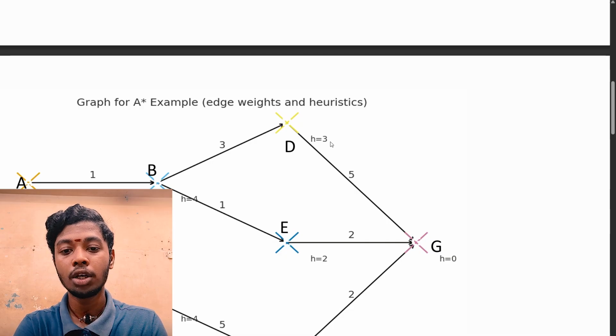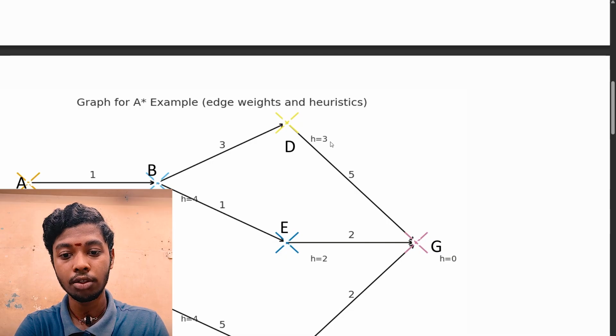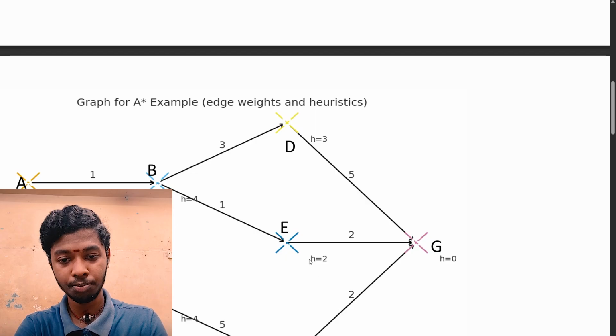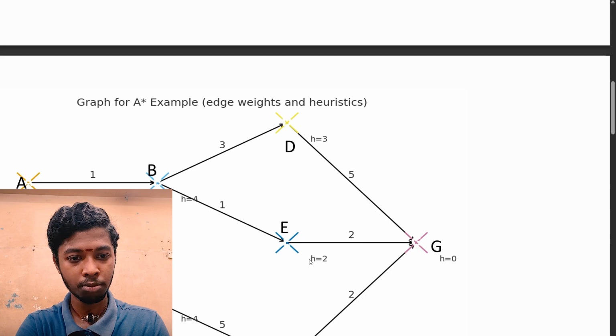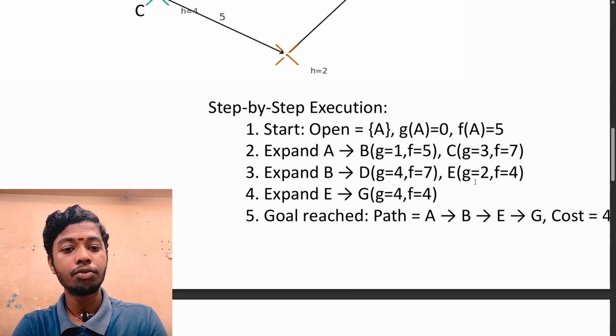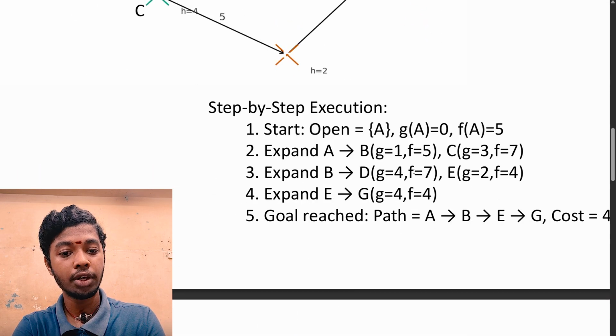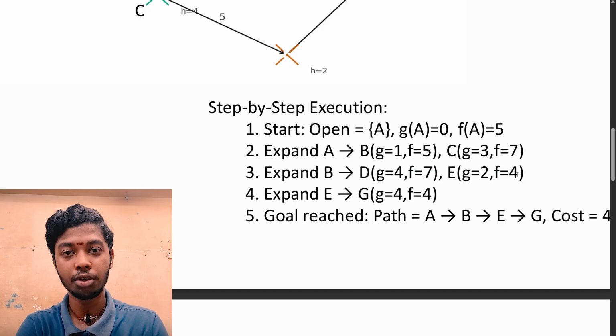So f of D is 7, and we have to find the f of E. g of E will be 1 plus 1, 2, and the h value is 2. So 2 plus 2 equals 4, and the same is mentioned here. f of D is 7 and f of E is 4. So among these, which is smaller? f of E, which is 4.